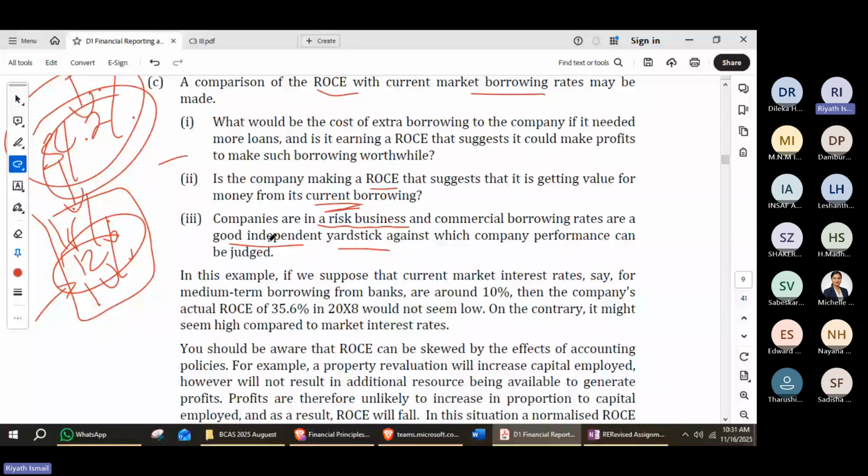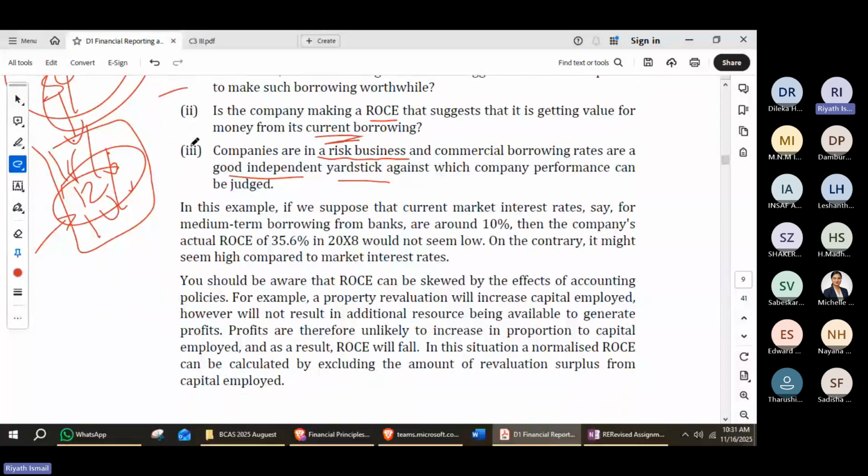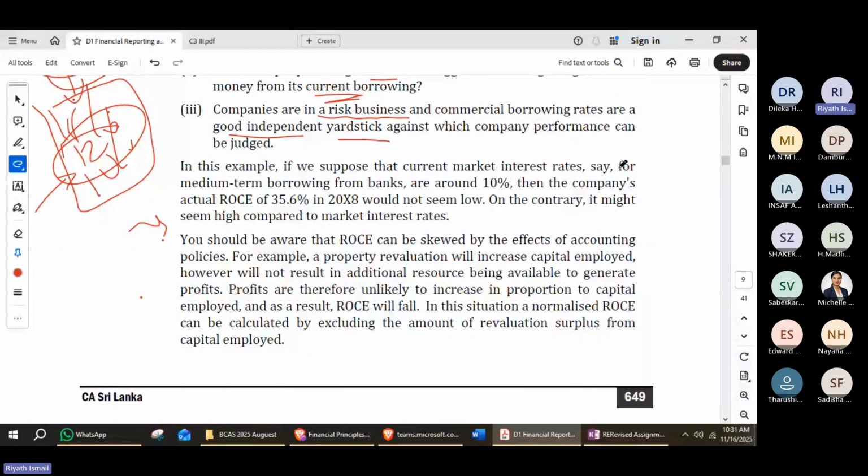So ROCE may play a different role when they go for an additional loan. Right, it shows whether the company is capable of paying the loan or not. So that's what they are telling here. In this example, suppose the current market interest rate, say medium term borrowing, is around 10%, then the company ROCE of 35.6 would not seem low, right? So this is not a low value, so the company can borrow.